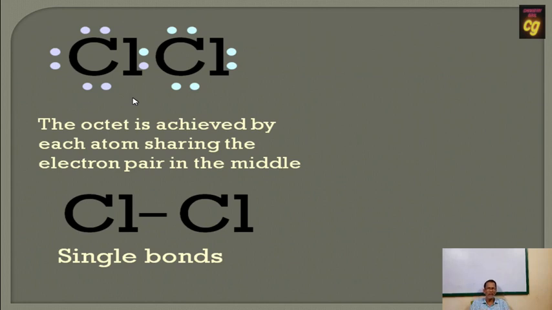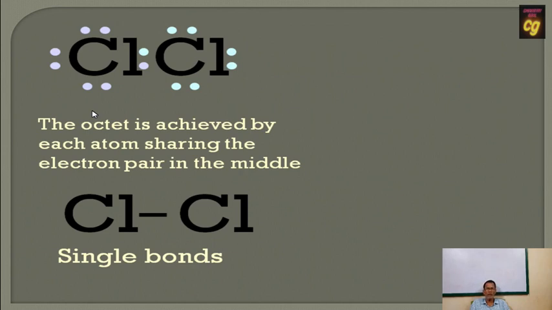When they share these two electrons, both chlorine atoms satisfy the octet rule, because each has 7 electrons, and when shared with the other electron from the other atom, it becomes 8. So the octet rule is satisfied. As single electrons are contributed by both chlorine atoms and the 2 electrons are shared by both atoms, a single bond is produced between the chlorine atoms in the chlorine molecule.